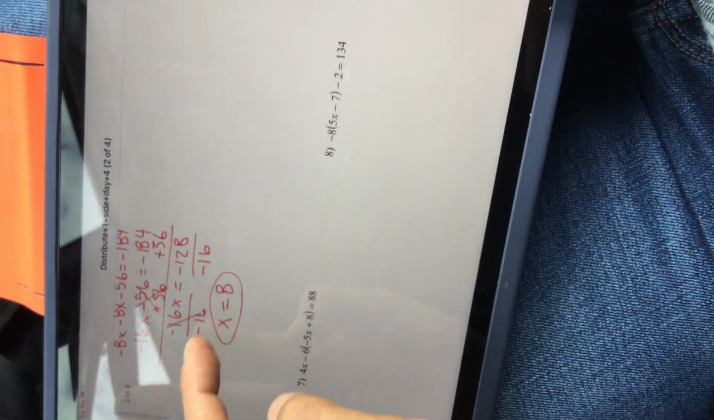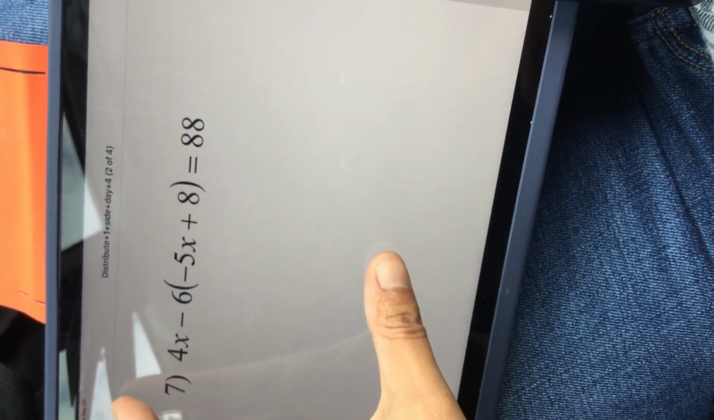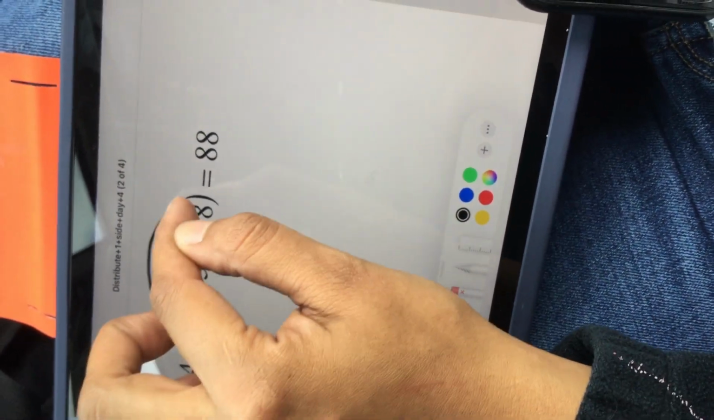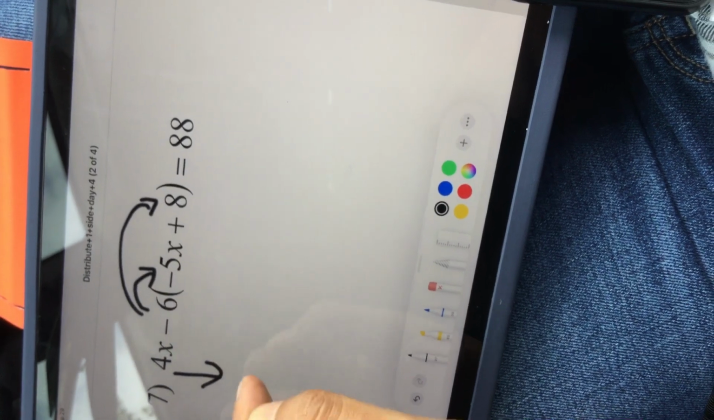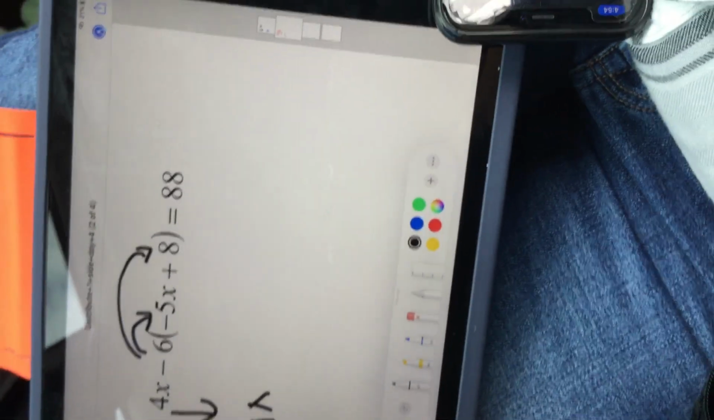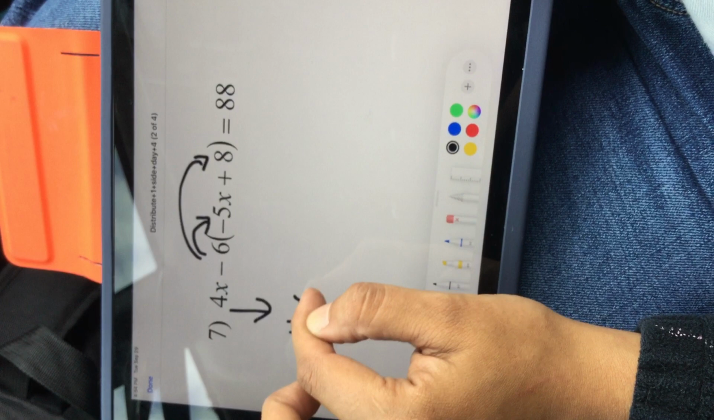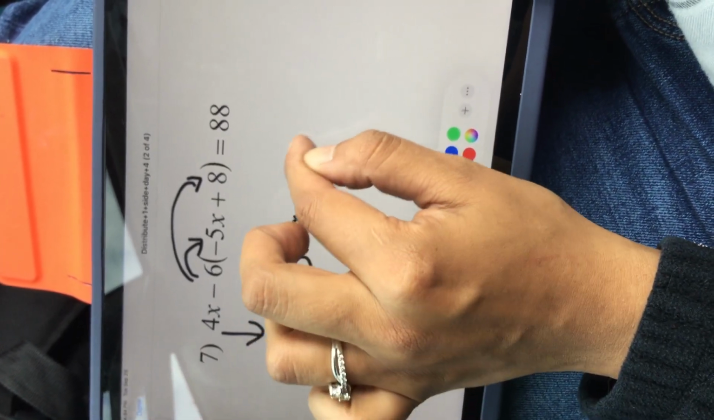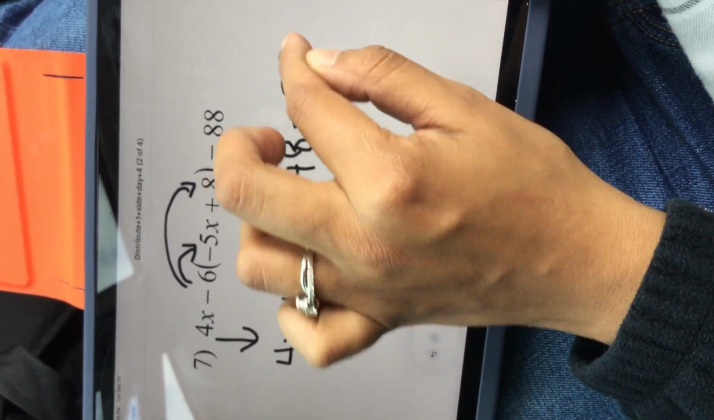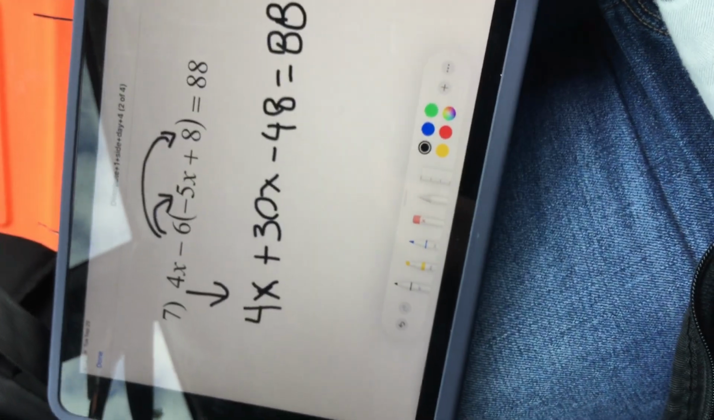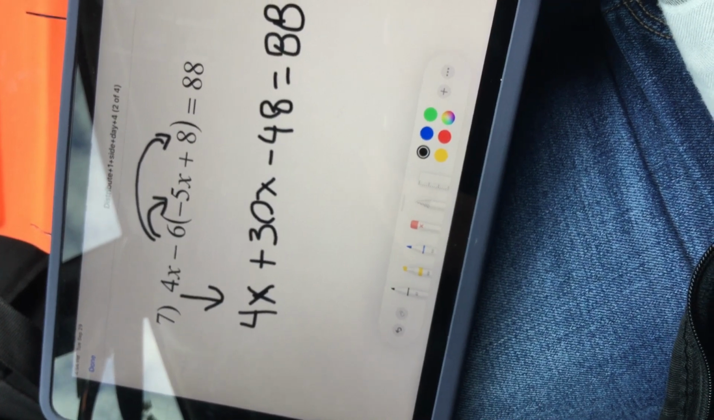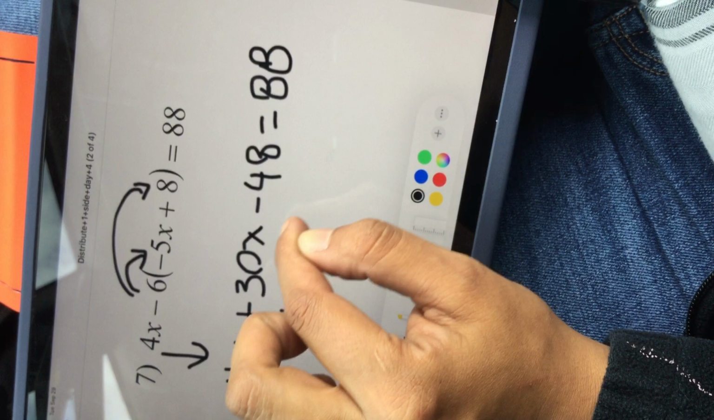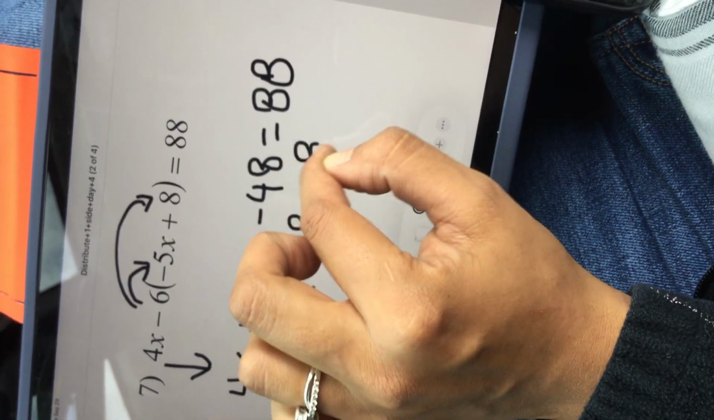Going down for 7, we're going to distribute, and we can drop this 4x down. So negative 6 times negative 5 is going to be positive 30x minus 48 equals 88. I'm going to look and say, is there anything I can combine? Yeah, I can combine these two x's. So you've got 34x minus 48 equals 88.